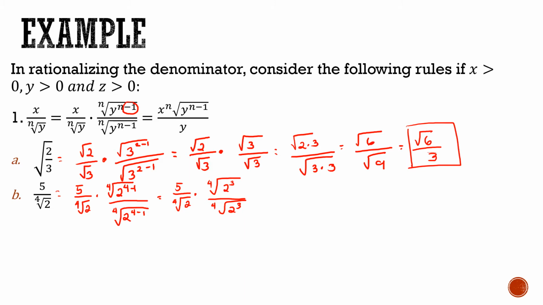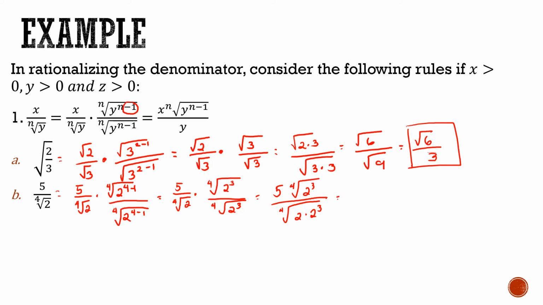Then we can now multiply. Now since 5 is a whole number and the other is a radical, we'll just simply multiply them. So this will become 5 fourth root of 2 cubed over, and since the indices of the denominator are the same, we can combine them. So we have fourth root of 2 times 2 cubed.